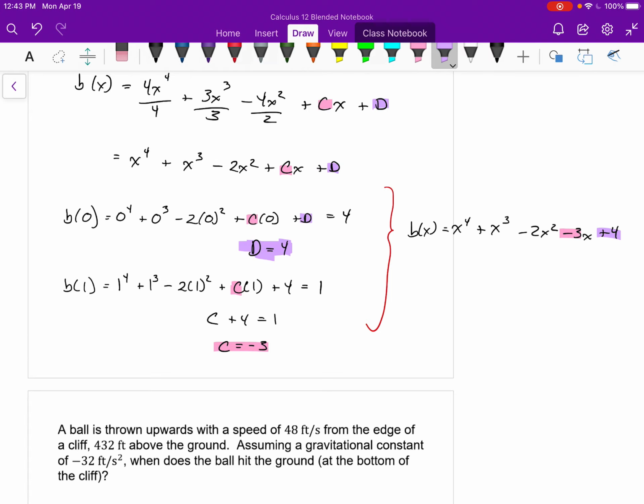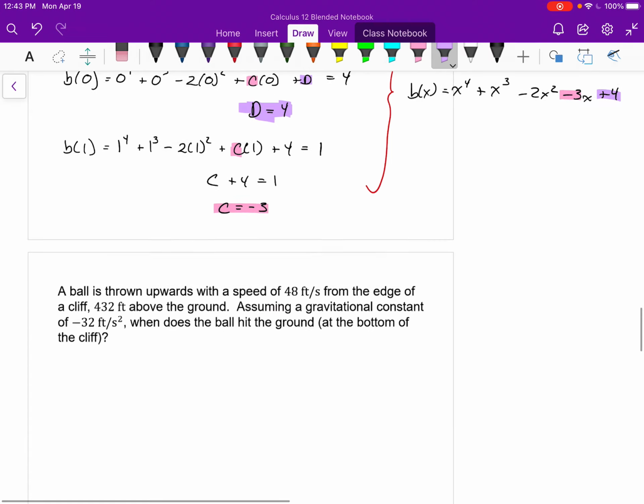And this last question is kind of applying these same ideas to some sort of basic physics. Here's the last question.